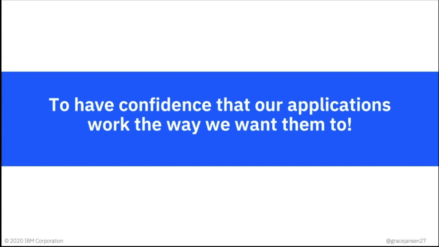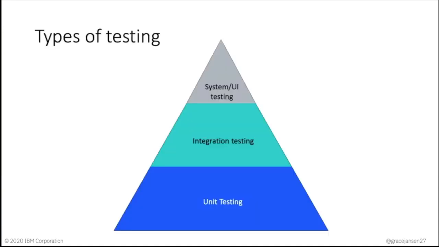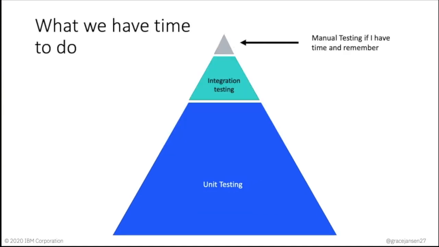So what are the different types of testing that we can introduce into software development? Well, we've got unit testing, which most everyone will be familiar with in the software world. We've got integration testing, and we've got system and UI testing. Most of the time, a combination of all of these is important if we want to achieve an application that's really testing every aspect of it. But in reality, what do we really have time to do? What do we really get done?